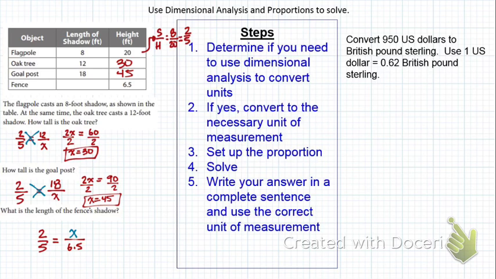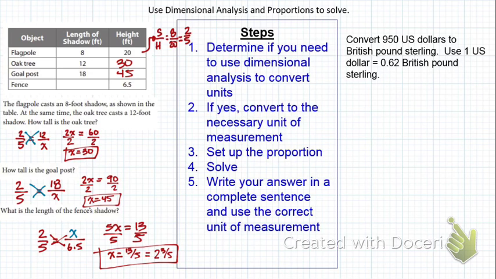Let's cross multiply. 5 times x is 5x. 2 times 6.5 is going to be 13. Divide both sides by 5. We get x is equal to 13/5, or we could say it's also equal to 2 3/5 feet. Okay? So that's the idea here. We are just using proportions to solve. Okay? Alright, let's do one last one.